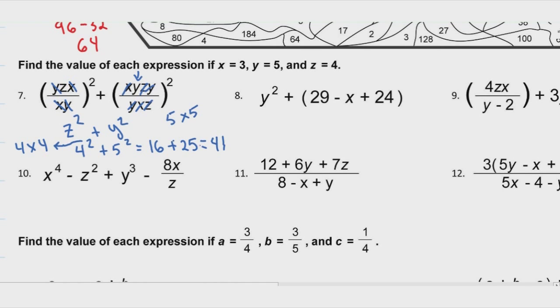Why don't you give 8 through 12 a try? So press pause. When you're done, press play, and I will go over the answers with you.